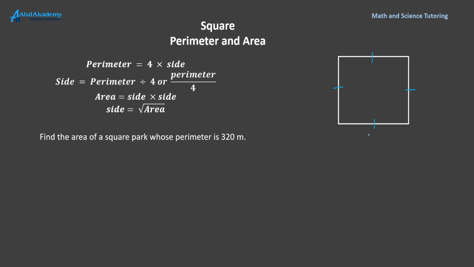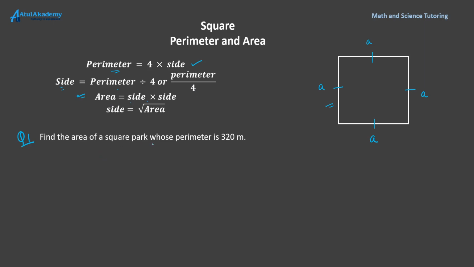So all the sides of a square are equal. Let's say A. And perimeter is the length of the boundary, meaning we need to add up the length of the boundary. As all sides are equal, to find the perimeter of a square, we just do 4 into side. And if perimeter is given and we need to find the side, we just divide perimeter by 4. And the area of a square formula is side into side. So let us use the formula and solve this question.